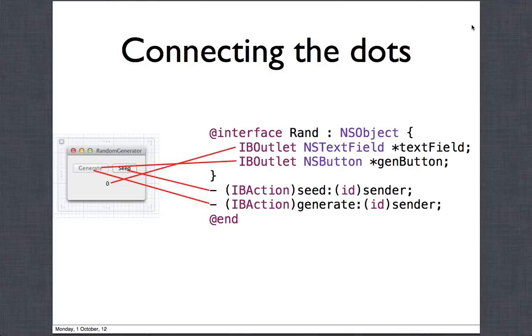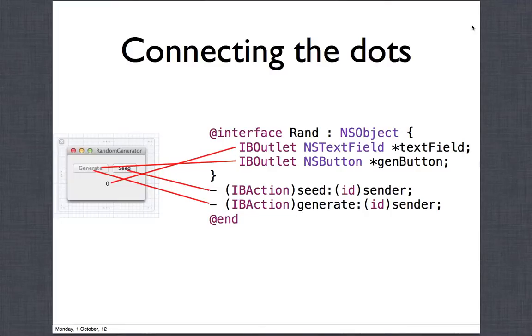Because we wanted to act from the code to the view, to the button, we needed to create an outlet for that button. And we said IBOutlet, NSButton, genButton. And we created this new variable that is going to be referencing our button.